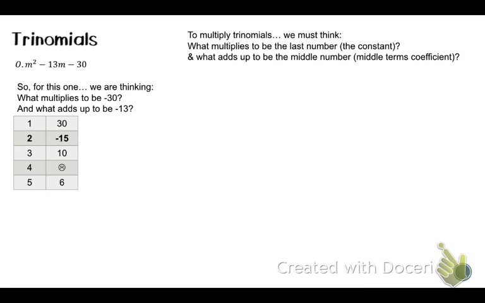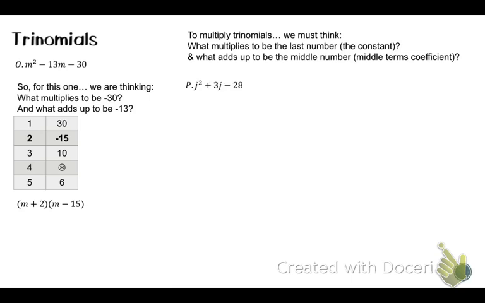So 2 and negative 15 will give me negative 30. So 2 plus negative 15 will get me negative 13. 2 times negative 15 will get me negative 30. Okay, and that's what goes in the parentheses. So it's going to be m plus 2, m minus 15.